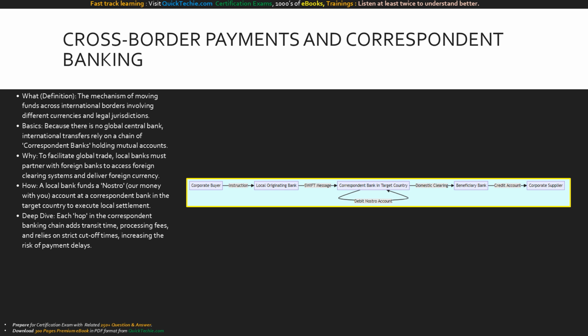Because the local originating bank and the beneficiary bank do not share a direct settlement system, they use a correspondent bank in the middle. The local bank funds its Nostro account at the correspondent bank. The correspondent bank receives the instruction, debits the Nostro account, and shifts the liquidity through its domestic clearing system to the beneficiary bank, ultimately crediting the corporate supplier.